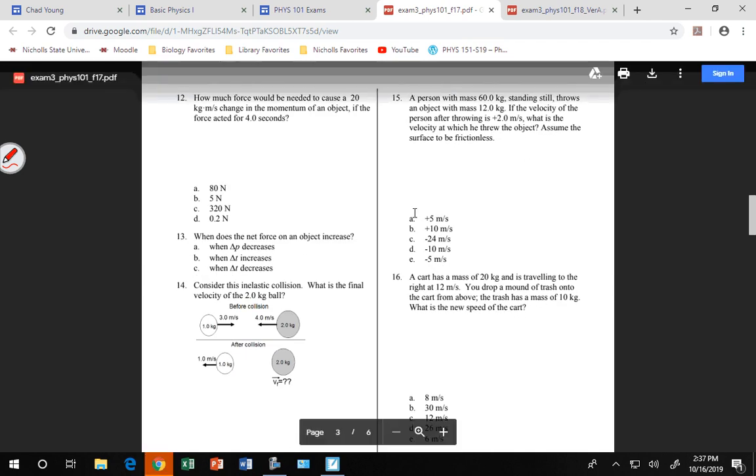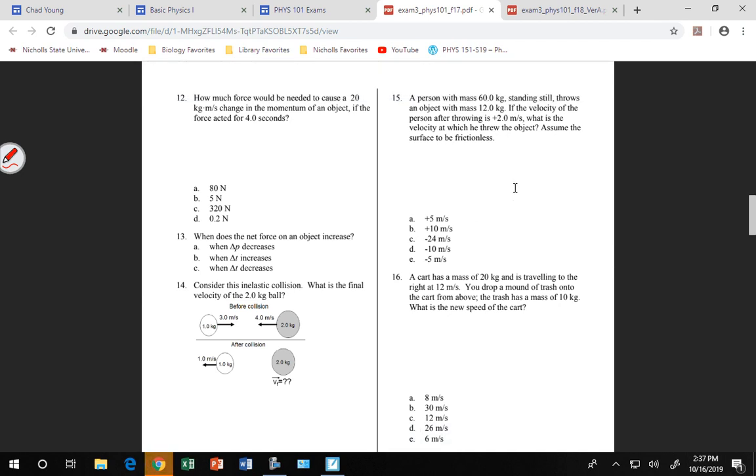Number 15, Newton's second law, is watch your signs. Make sure you get your delta P over delta T. This is F equals delta P over delta T. That's m times (vf minus vi) over delta T. We did one of those earlier, but the tricky part is just watching the signs. Make sure you're getting vf and vi correct and that you have the right sign for them.